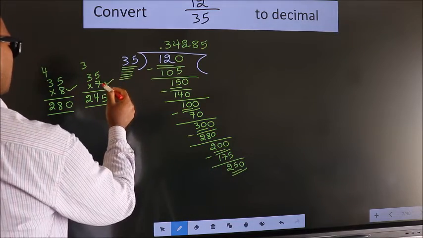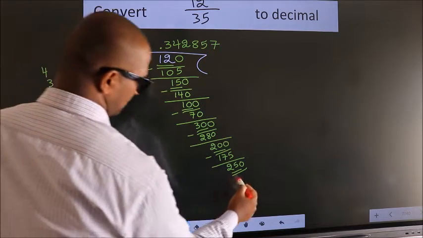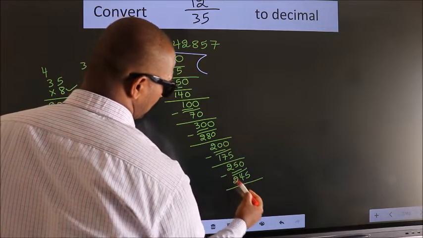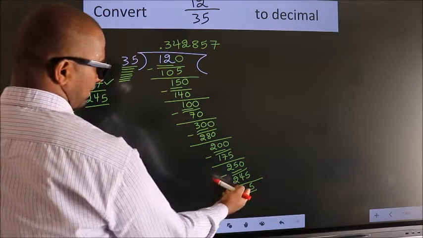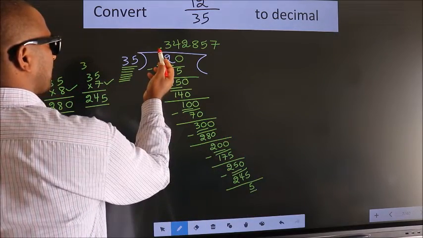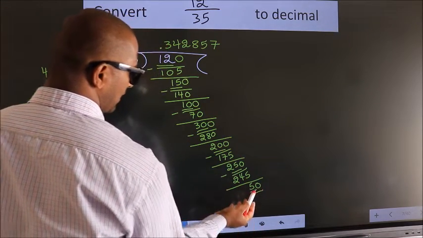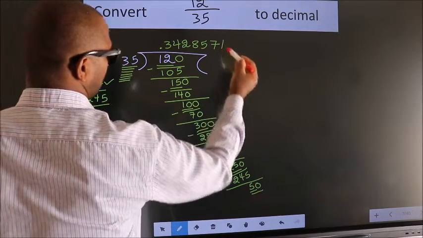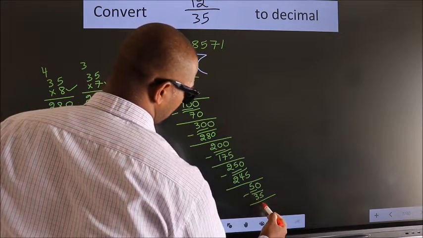So we should go with 7 times. So 35 7 times, 245. Now we subtract, we get 5. Here we have 5, here 35. 5 is smaller than 35, and we already have the decimal, so we can directly take 0. So 50. A number close to 50 in the 35 table is 35 ones, 35. Now we subtract, we get 15.